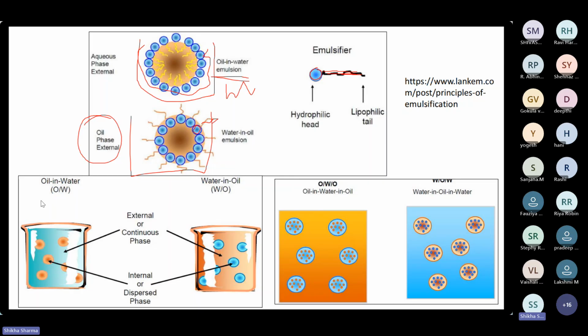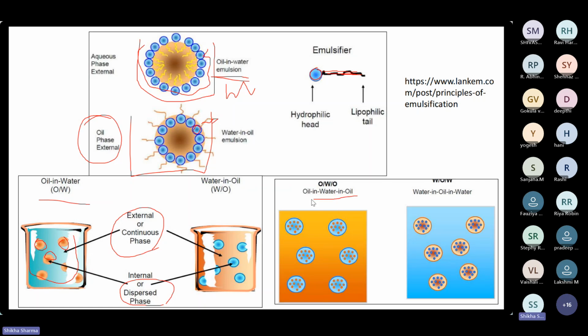If there is an oil in water or water in oil emulsion, there will be two phases. One is the dispersed phase, another is the continuous phase. The continuous phase is the one in the larger amount, the external phase, and the dispersed phase is the internal one. Its amount is small, and it is dispersed in the continuous phase evenly.